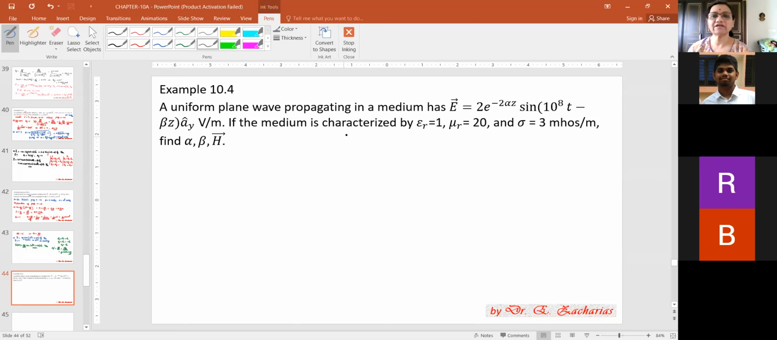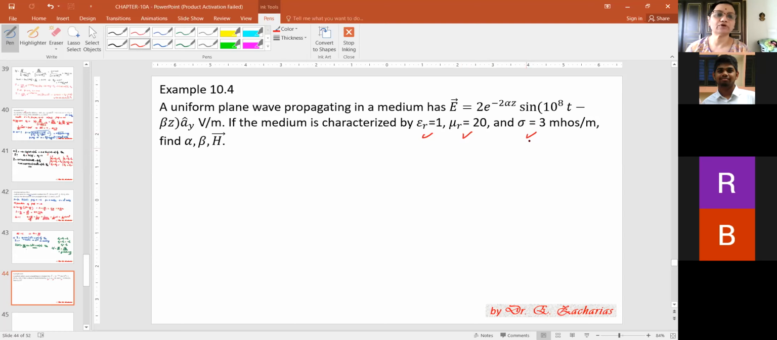Then the medium is characterized by epsilon r equal to 1, and mu r equal to 20. That means it's a magnetic material. The minute you see magnetic, you should start thinking maybe it can be a metal. I'm not saying all metals are magnetic; there may be some metals which are non-magnetic. But when you see magnetic, you should think it is a metal. Then, this is a giveaway.